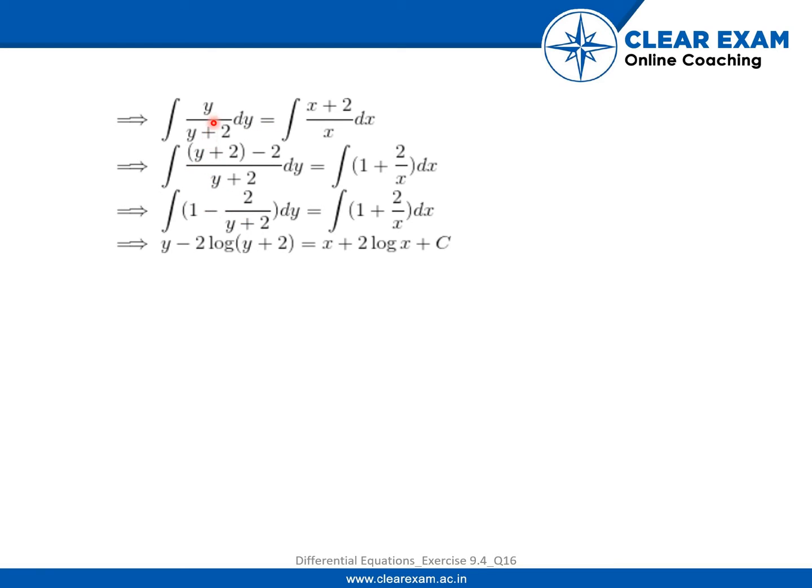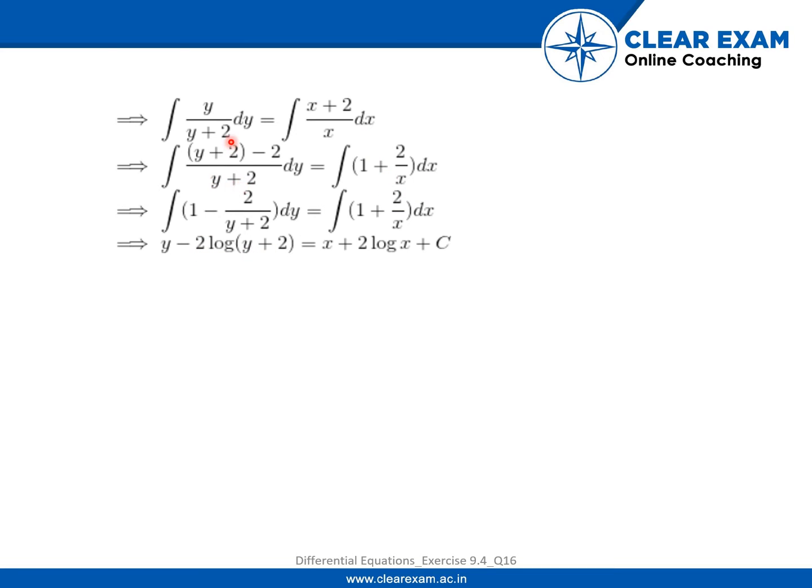Now we have the denominator y + 2 and the numerator y, so we write y as (y + 2) - 2, and the denominator will be the same as it was. On the right hand side, we give the denominator separately to both the terms in the numerator. So x upon x is 1, plus 2 upon x.